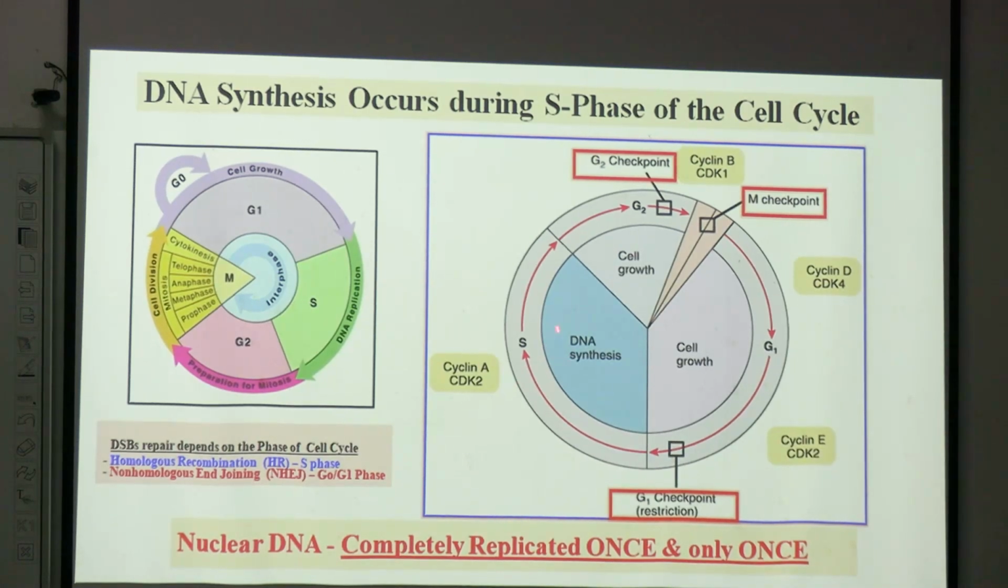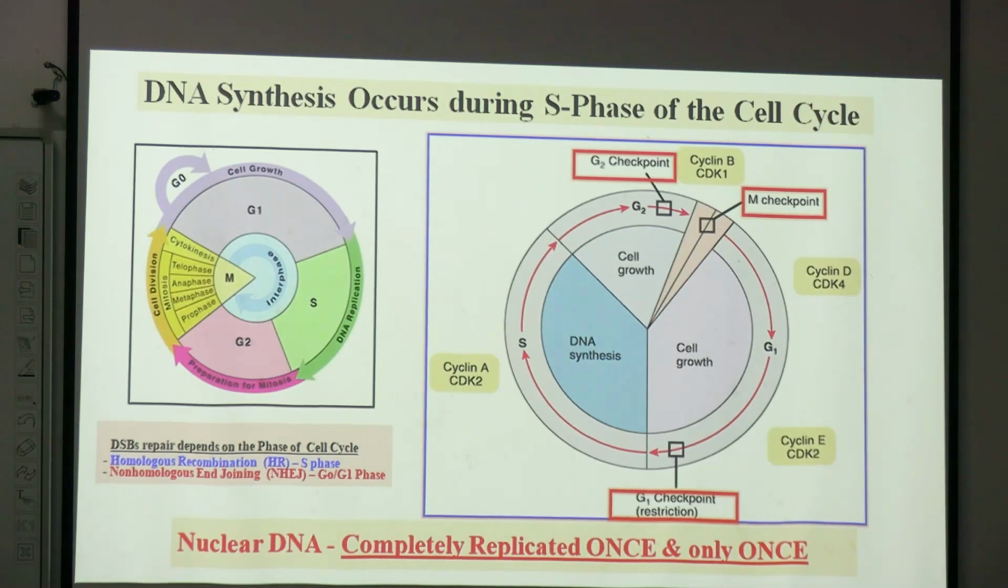So there are checkpoints. You see this is the G1, G2 checkpoint, this is the M checkpoint, this is the G1 checkpoint, and there are a number of proteins involved called cyclins. These cyclins are named so because they cyclically increase and decrease with the cell cycle stage. At what stage is it?